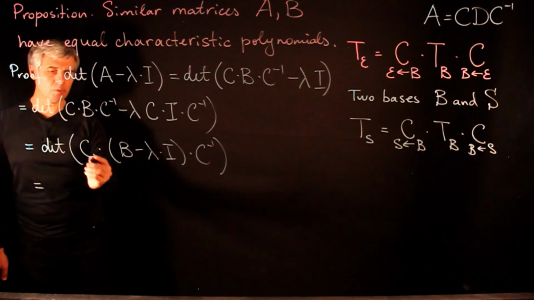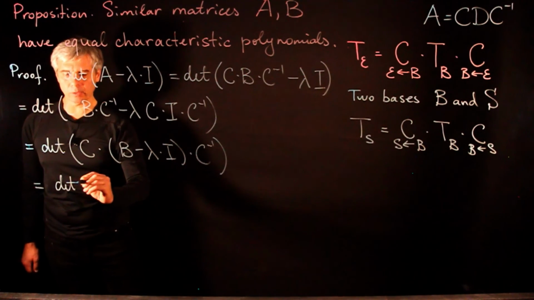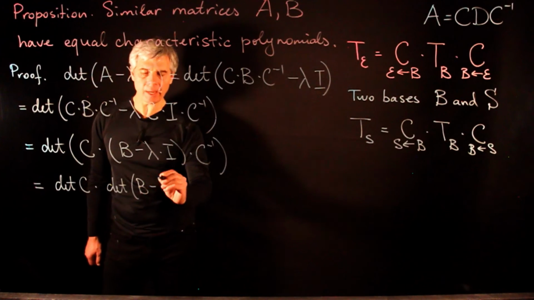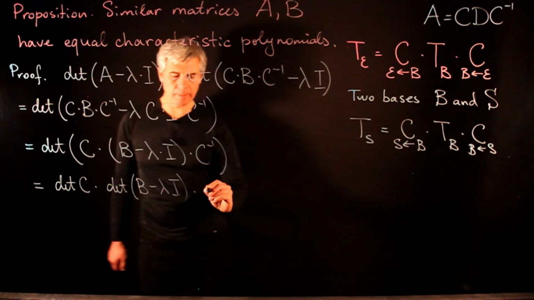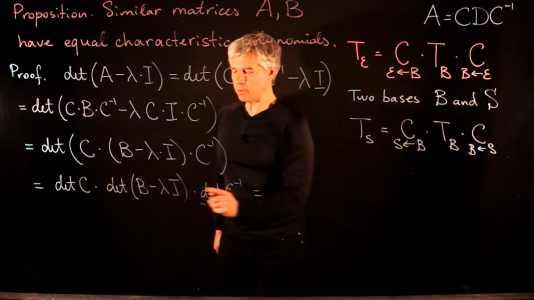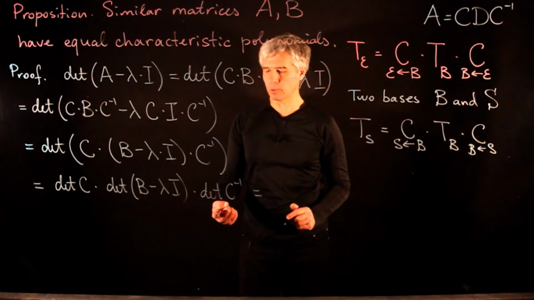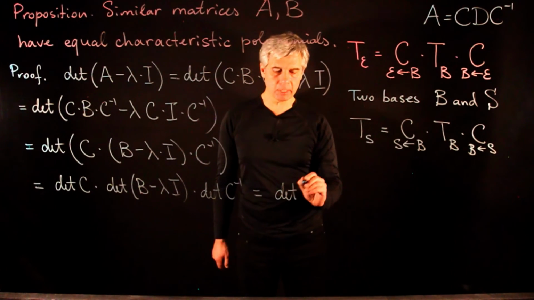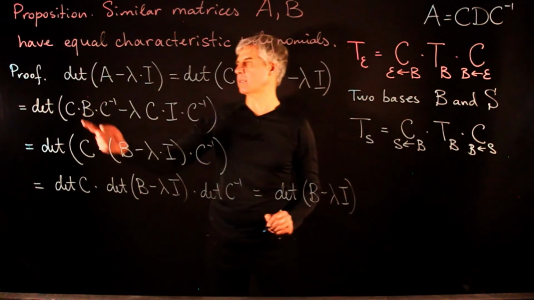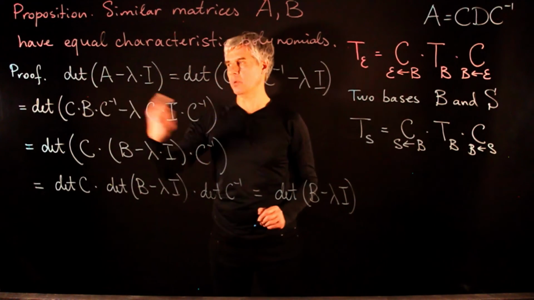And so now the determinant of the product is the product of determinants. So we'll get determinant of C times determinant of B minus lambda I times determinant of C inverse. And just as in the previous calculation, we see that the determinant of C will cancel with the determinant of C inverse, and we get the characteristic polynomial of the matrix B. And we conclude that matrices A and B will have the same characteristic polynomial.